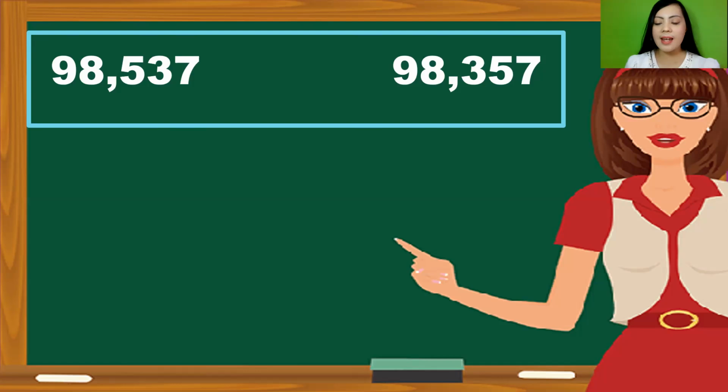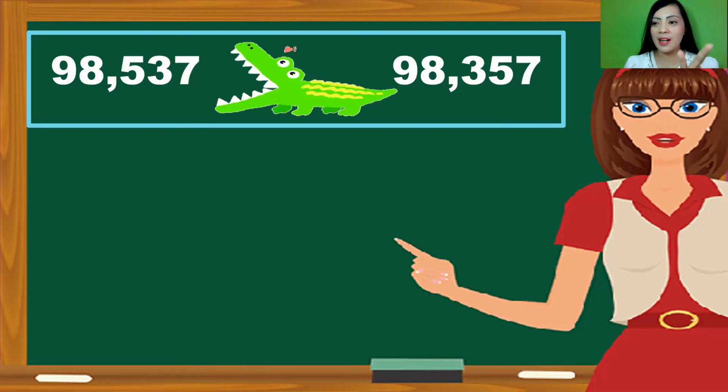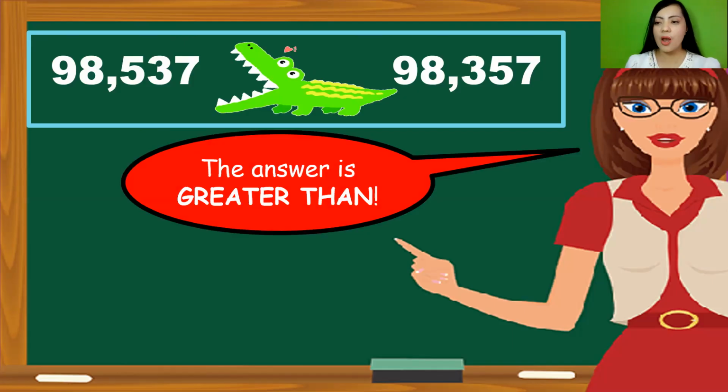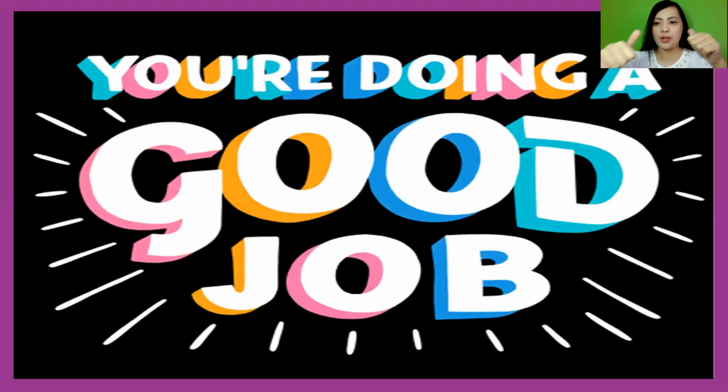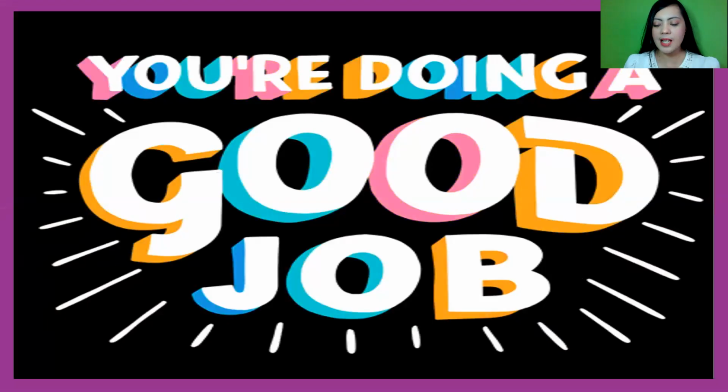Okay. So we have here 98,537, 98,357. Of course, 9 and 9 the same, 8 and 8 the same. You go to 5 and 3. Of course, 5 will be eaten by the hungry alligator than the 3. So the answer is greater than. Okay, 98,537 is greater than 98,357. All right, you're doing a good job this time around.